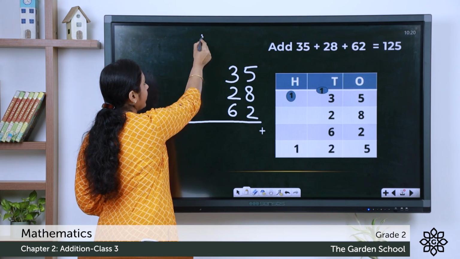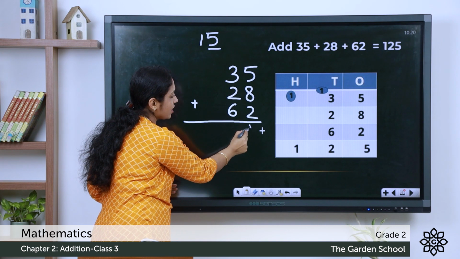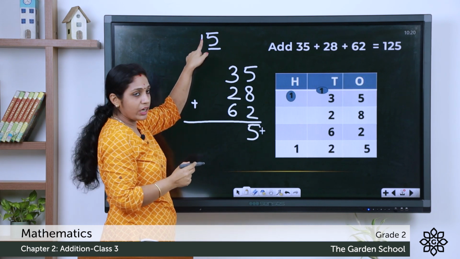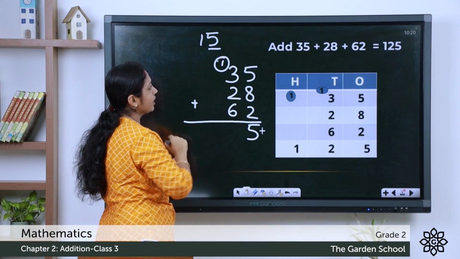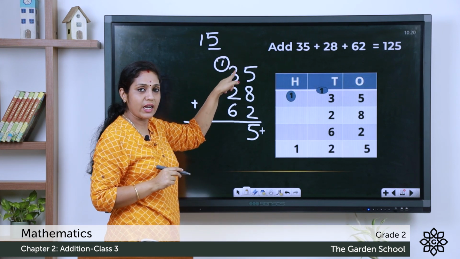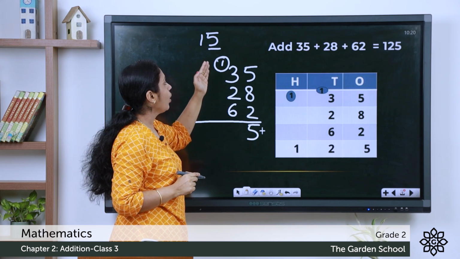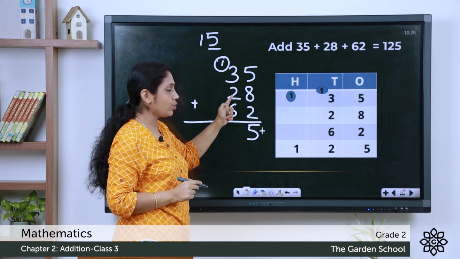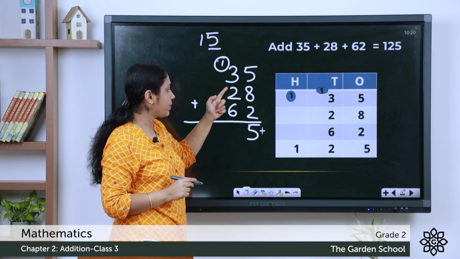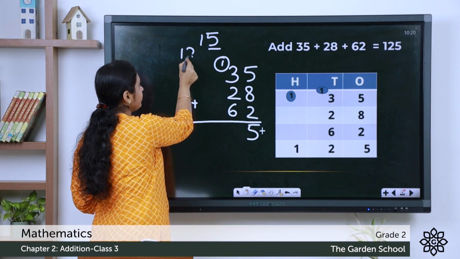In that 15 we write the number 5 which is in the ones place in this ones place and this one we are going to carry over to the tens place. And this one we have to add with the numbers which are there in the tens place. So, how we are going to add? 1 plus 3 is 4. 4 plus 2 is 6. 6 plus 6 is 12. Again we have 12 here.